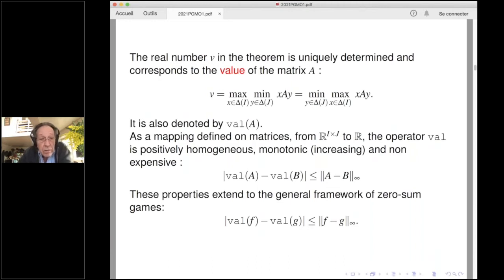So val is an operator on matrices, okay, which is positively homogeneous. So if you multiply the matrix by a positive constant, the value is multiplied by the constant. It's increasing, monotonic, and it's non-expansive, meaning that if you take two matrices, then the difference in absolute value of the values is less than the infinity norm of A minus B. And this is a general property that extends to any zero-sum game.